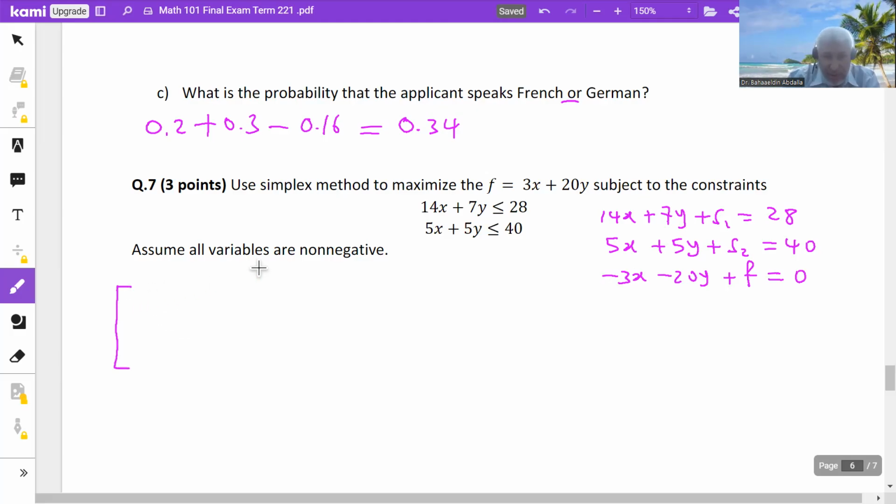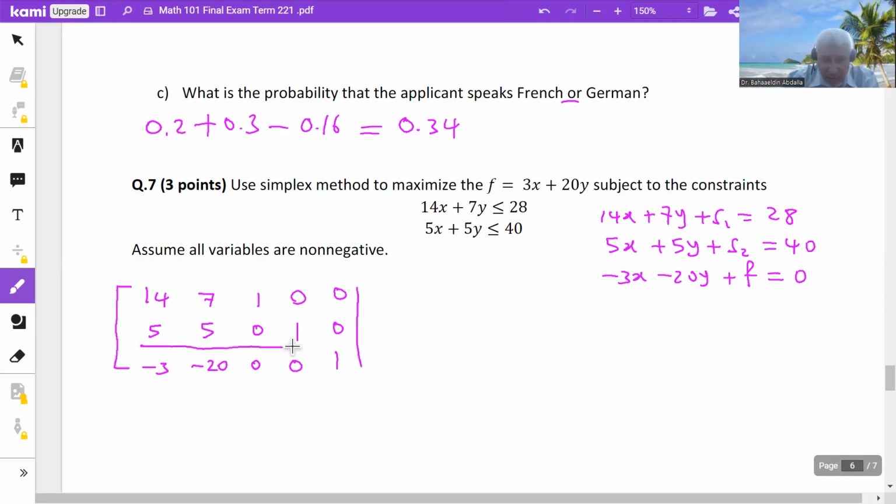the table of the simplex method, the initial simplex tableau. You put the coefficients of x here, so I have 15, I have 5, and I have negative 3. The coefficients of y, I have 7, then 5, then negative 20. The coefficients of s1, I have 1. There is no s1 here, there is no s1 here. Coefficients of s2, there is no s2 here, there is s2 here, but there is none here. The coefficients of f, 0, 0, and the coefficient of f is 1. And then also I have a line here.